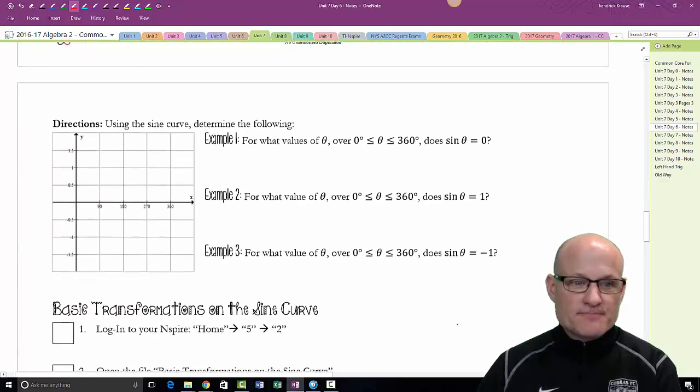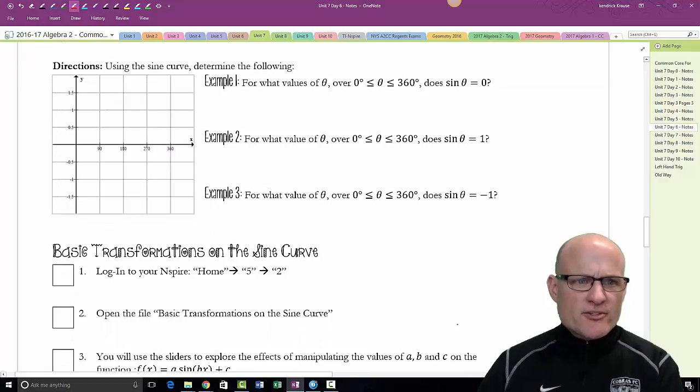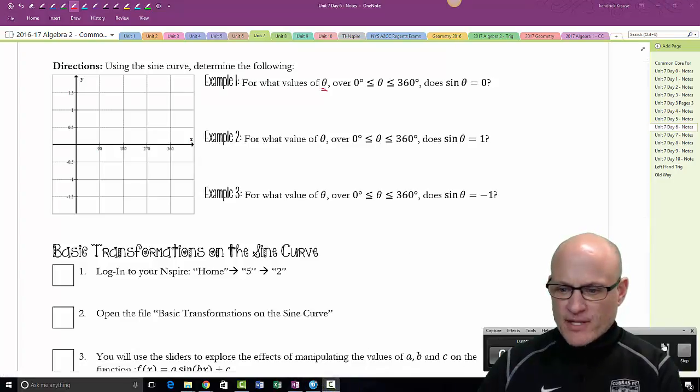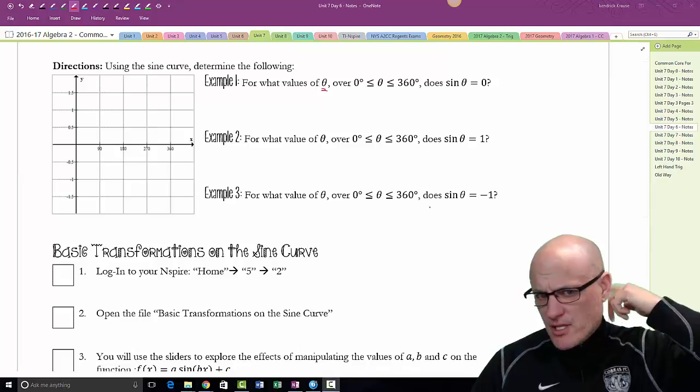So let's practice. Using the sine curve to determine the following. For what values of theta... Oh, wait, hold on. Yeah, I knew that. Hold on, I'll be right back.